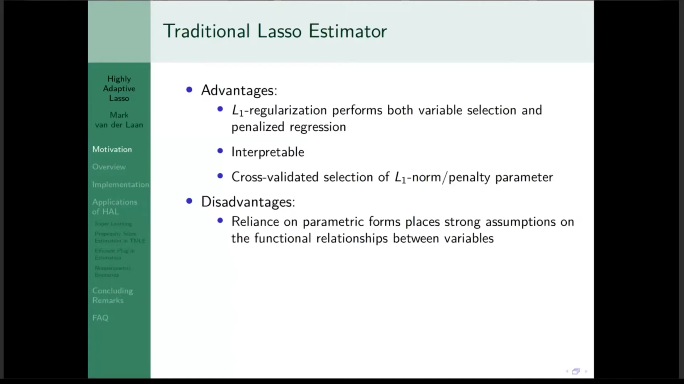The disadvantage of the way the traditional Lasso is done is that it relies on these parametric forms. For example, only including the main terms of the covariates, and thereby restricting the actual functional forms and thereby missing the truth.